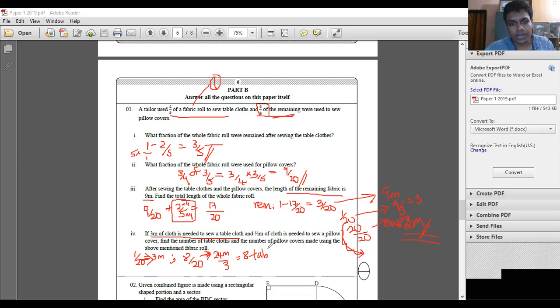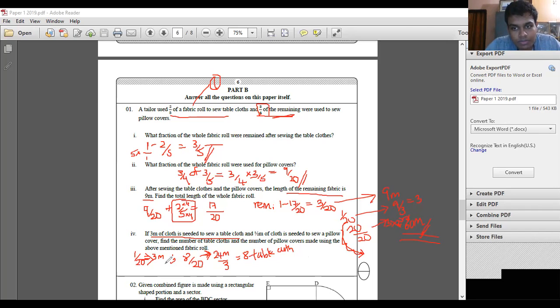So if you can do the other one, that would be great. It's the same method you can use. For the tablecloth, we divided the total by the single unit that we got, and then we got the number of tablecloths.